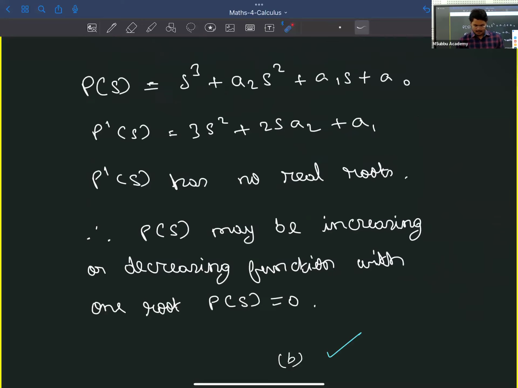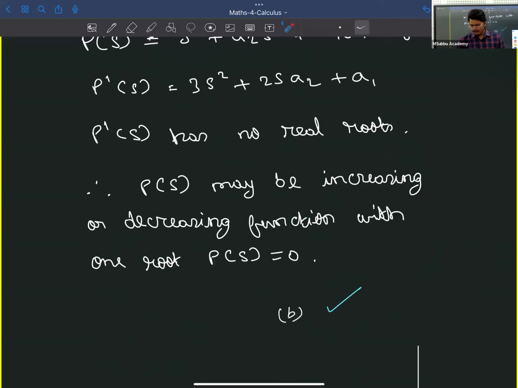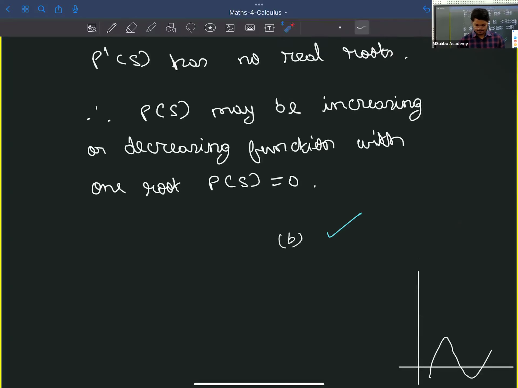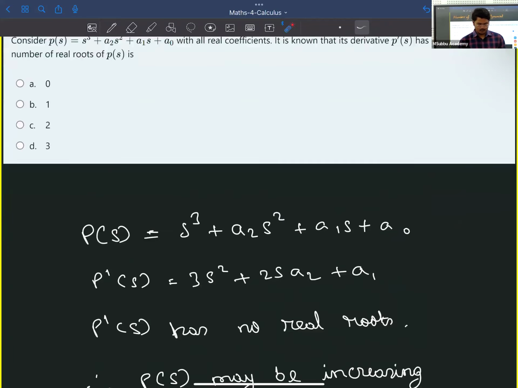But what they are telling us is that after differentiation, this quadratic equation does not have real roots, which means it has complex roots. Then the graph won't have any maxima or minima, as there are no critical points. So the graph will just cut the axis one time like this. That's all. So it has only one single root. So the number of real roots will be 1.